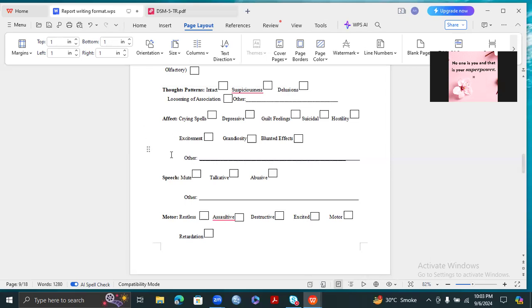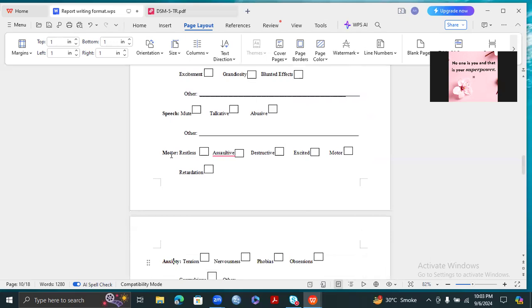Then comes speech. We talked about it in our talk content of the inquiry, where we see if the client's way of talking is a bit talkative or has some kind of circumstantial talk, like he's talking about all other things than the topic, then it's circumstantiality, and you have to mark that down.